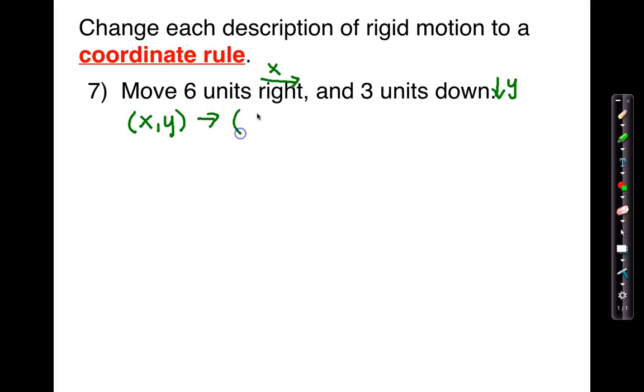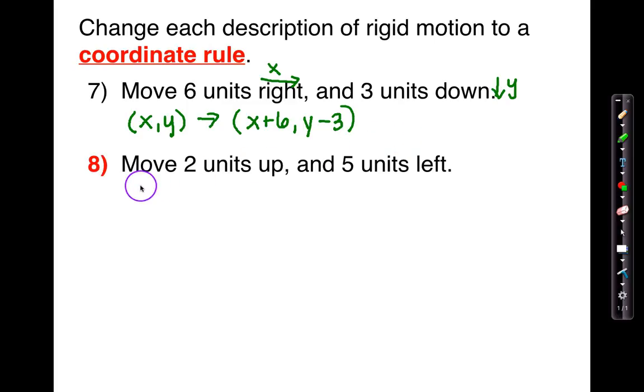Changes to, well, what's happening in x? If it's moving 6 to the right, that's going to be a positive change, so we're going to do x plus 6. And then 3 down, so that's a change in y. So since it's down, we're going to do y minus 3. So this is our coordinate rule.